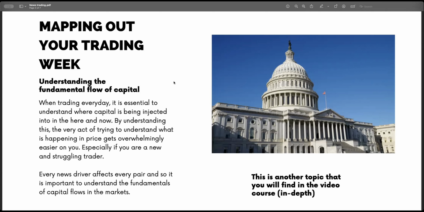Now, this information is really, really beneficial for you if you are a new and struggling trader, right? One thing that is extremely important for you to understand is that every news driver affects every pair. Canadian dollar news affects euro. Canadian dollar news affects gold. Canadian dollar news affects NASDAQ. The global markets are what? Interrelated, interconnected. So it is important to understand the fundamentals of capital flows in the market.